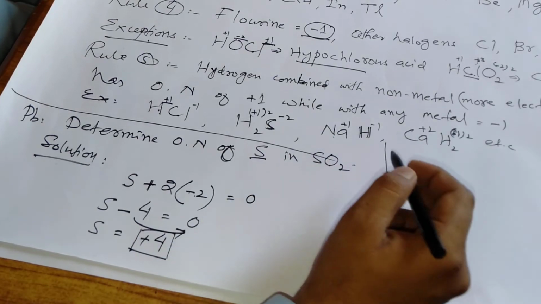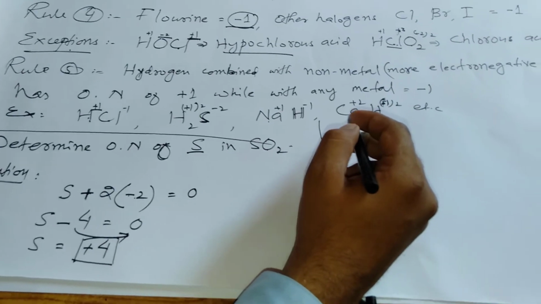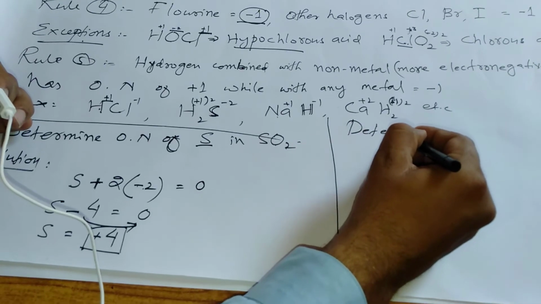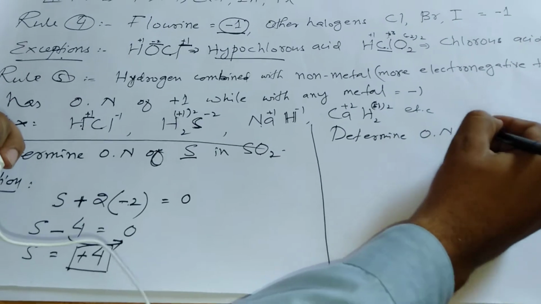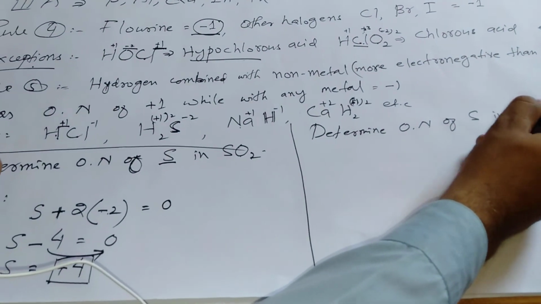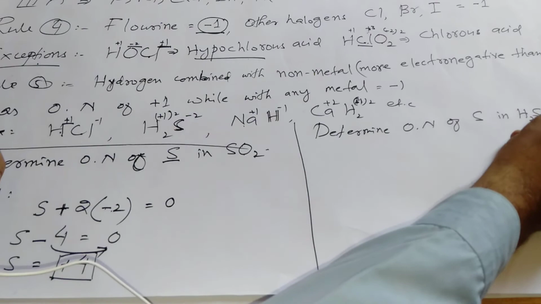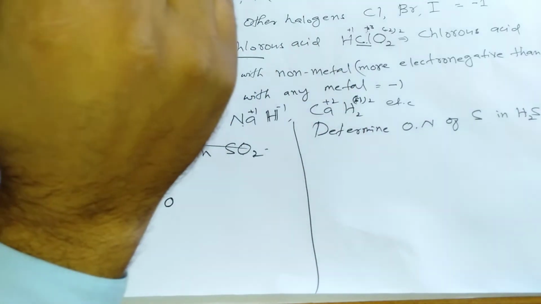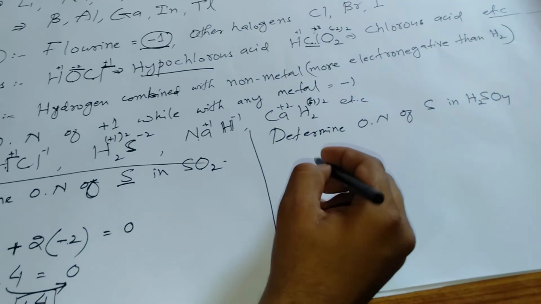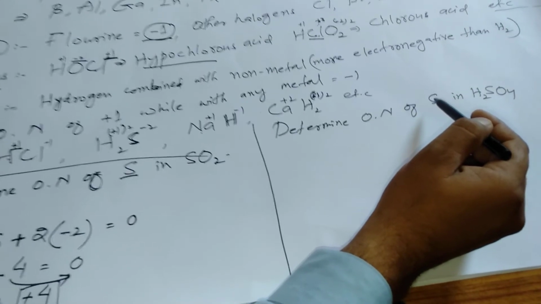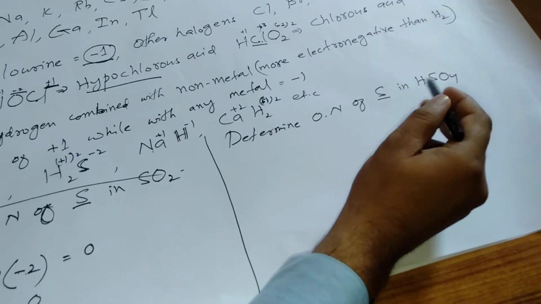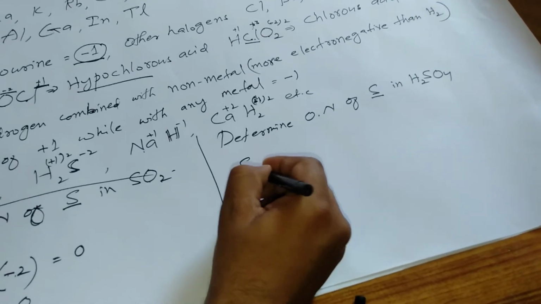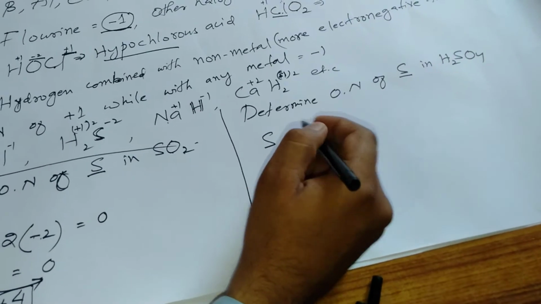We can also take another example. For example, determine the oxidation number of sulfur in sulfuric acid. Okay, so here we are going to find out the oxidation number of sulfur in sulfuric acid. Here we will place sulfur first because we are going to determine its oxidation number.